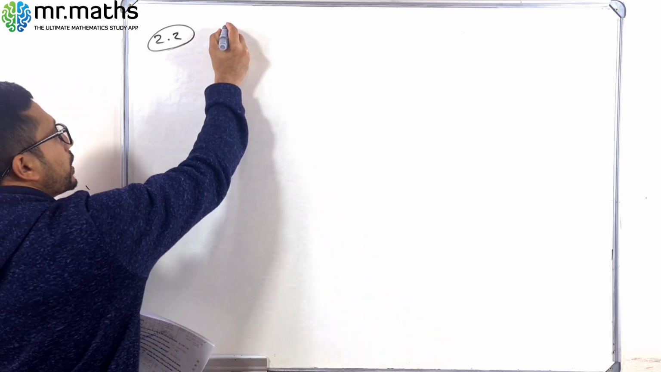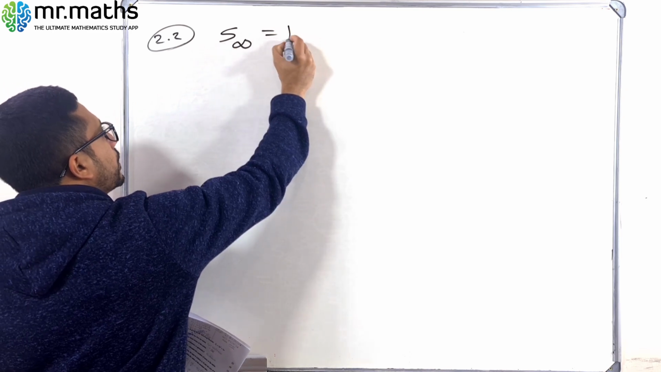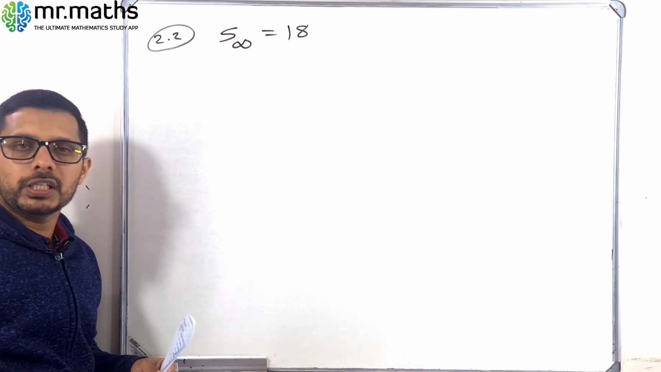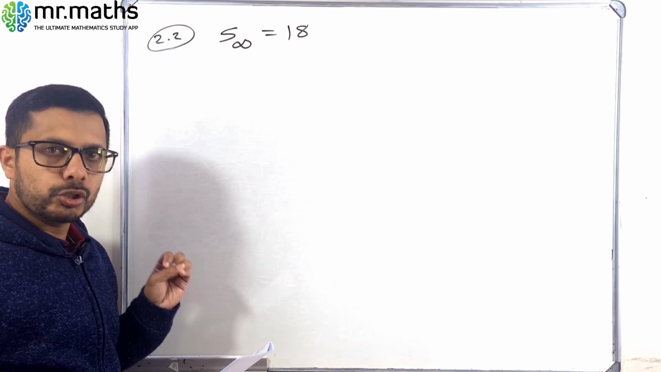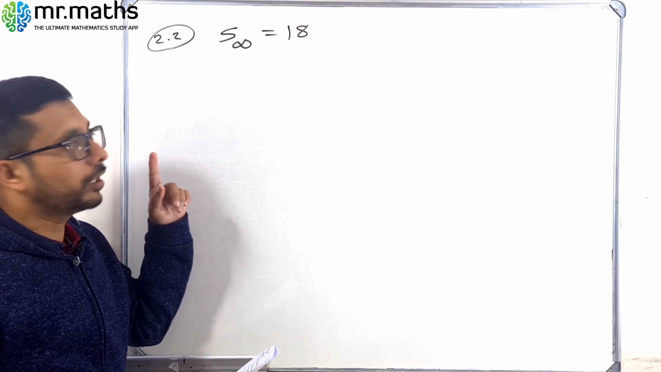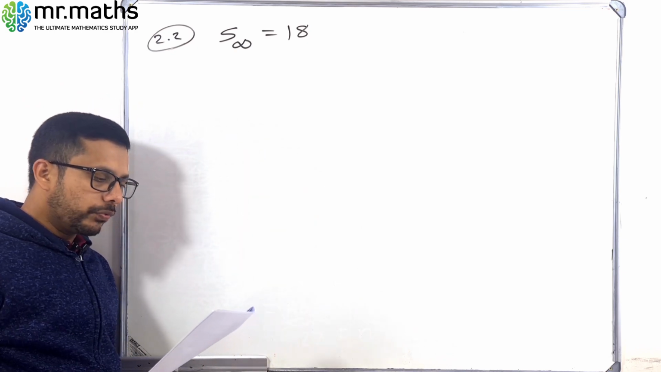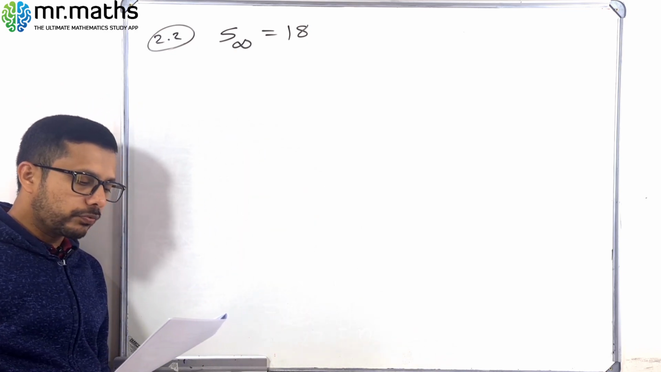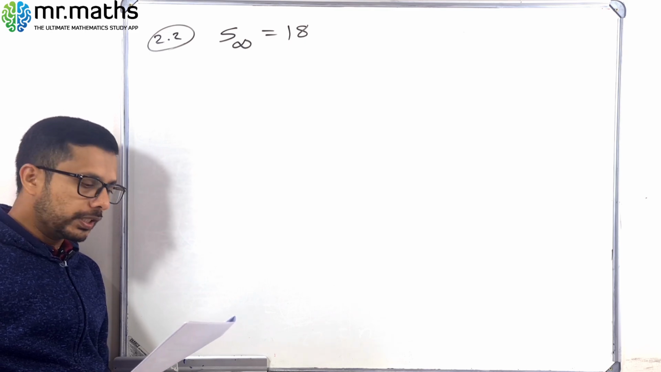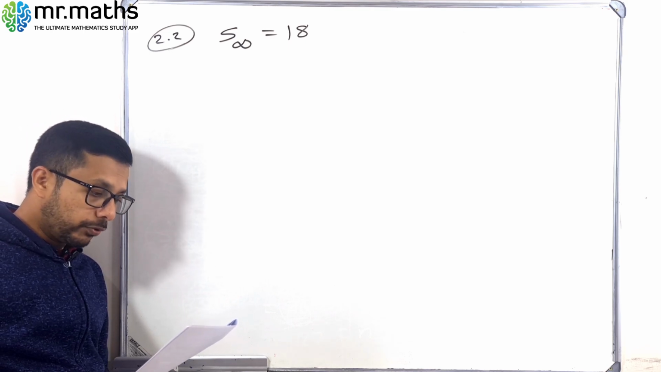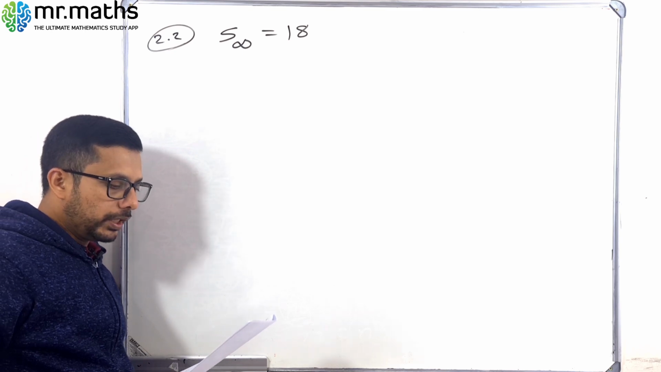How can you represent sum to infinity? S infinity, that is 18. Okay, and don't forget it is a geometric series, that is why we can apply the sum to infinity. Now, the sum of the first 4 terms is S4. S4 is 130 divided by 9.